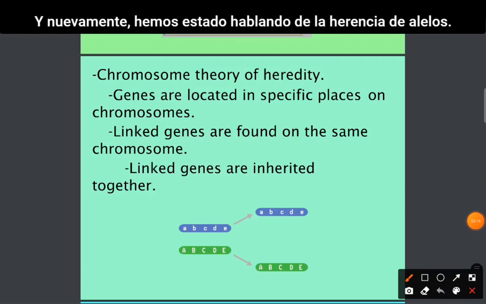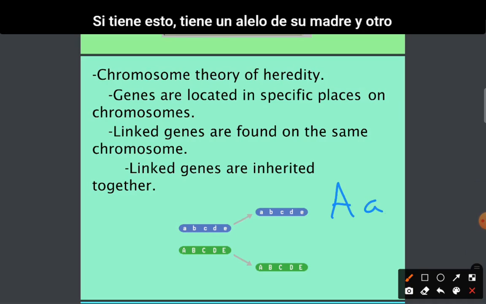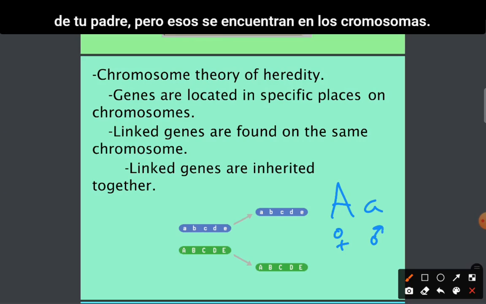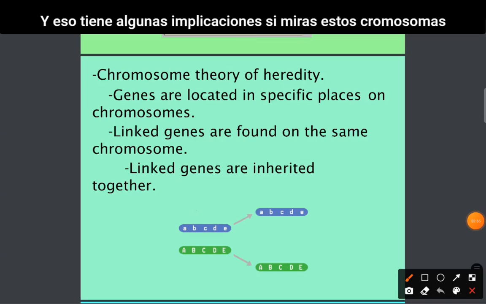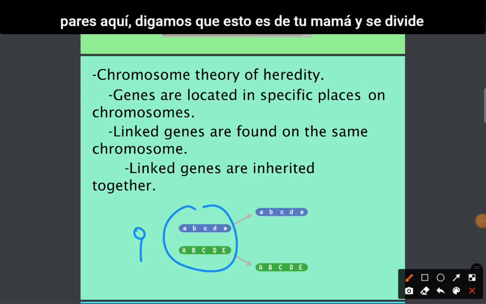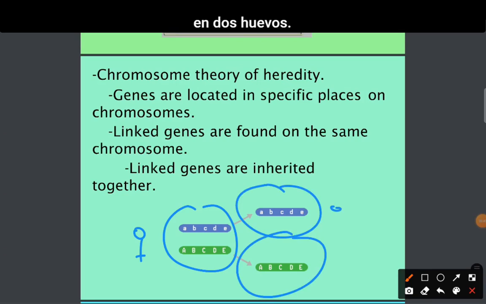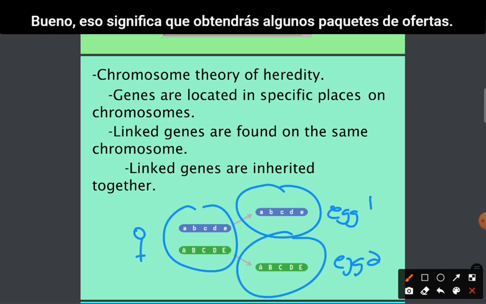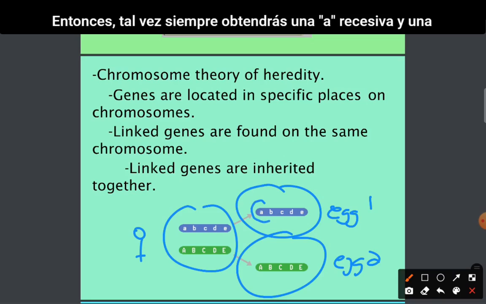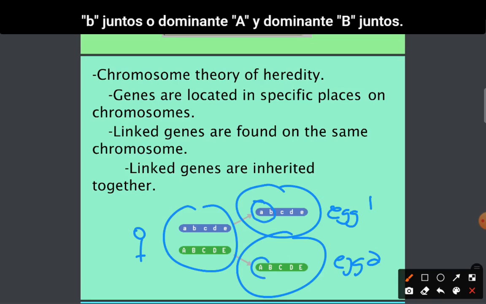And so again, we've been talking about alleles being inherited from each parent, right? If you have this, you have one allele from your mom and one from your dad. But those are actually found on chromosomes. And so that has some implications. If we look at these chromosome pairs here, let's say this is from your mom, and it splits into two eggs. Well, that means that you're going to get some package deals. So perhaps you will always get recessive A and recessive B together, or dominant A and dominant B together.